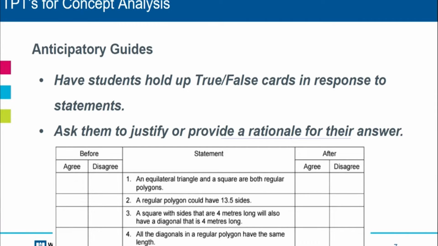For concept analysis, teachers can use anticipatory guides. You can have students hold up those true and false cards that they may already have, or ask them to justify their rationale for each statement. This also helps students get their minds thinking about the topic at hand. Take a look at this example of a mathematics anticipatory guide. Notice it has before and after on each side, so you can see if the student's mind shifted after your lesson.